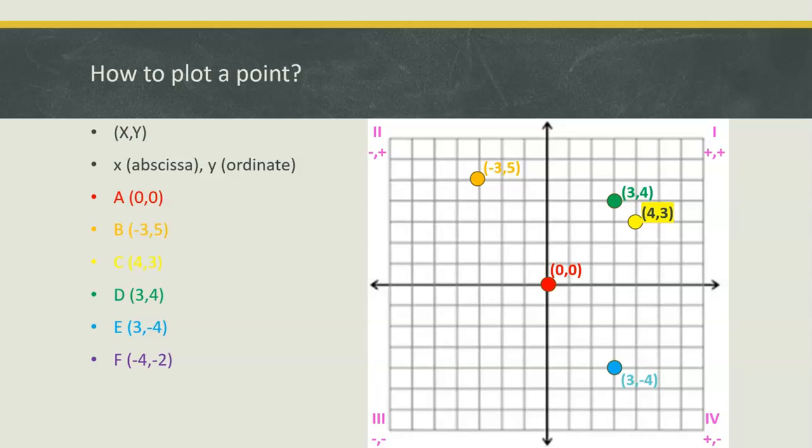For point F, we have two negatives now, negative 4 and negative 2, which means we'll be going to the left 4 and down 2. We'll be in quadrant 3 for point F. For point G, the point 0, 4, we will be neither going left or right any units, but we'll be going up 4. So it's right on your y-axis. For point H, we'll be going left 3 units, but we'll not be going up or down because your y is 0. So we'll be right on the x-axis for point H.